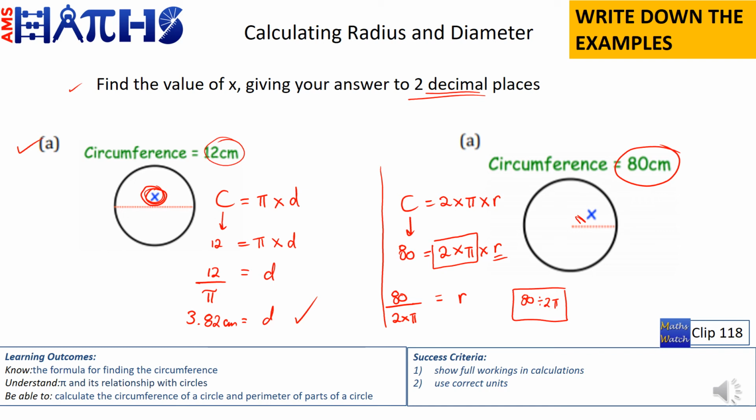Yes, I get the radius to be equal to 12.73 centimeters. I remember the radius is x in the question. That means we have answered our question properly.